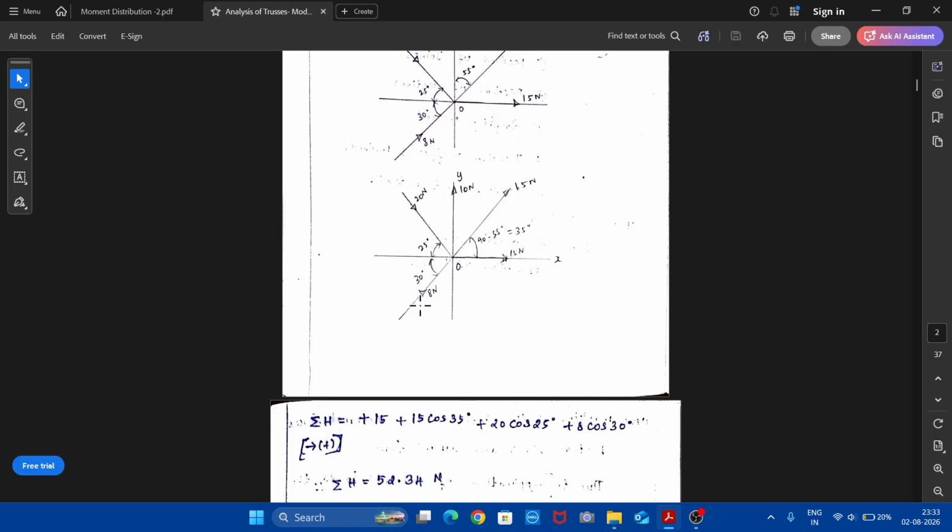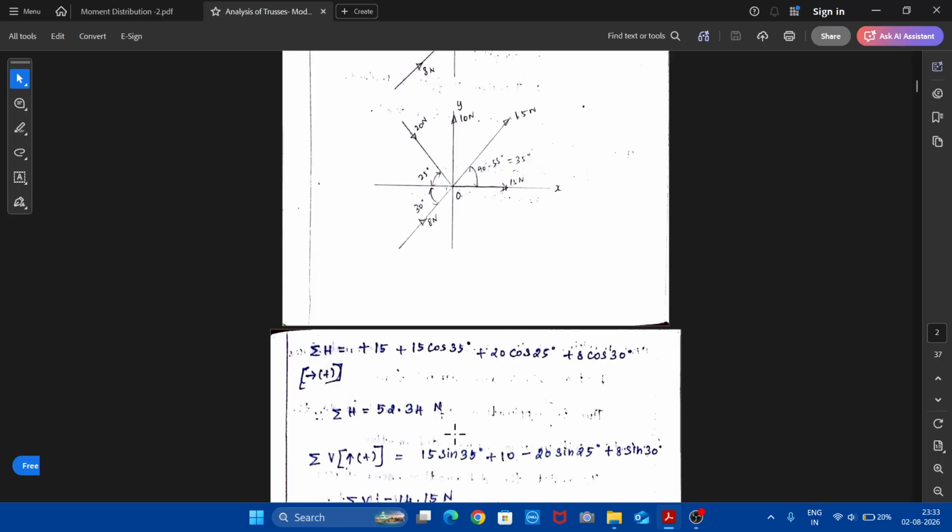Then coming to this 8 Newton force, when it is resolved horizontally, it will be 8 cos 30, and the arrowhead will be pointed towards right after resolving, therefore plus. So when we add all these things, we get the sum of all horizontal forces. Then coming to the sum of vertical forces, let us start from here. This 50 Newton is horizontal, therefore it will not have a vertical component.